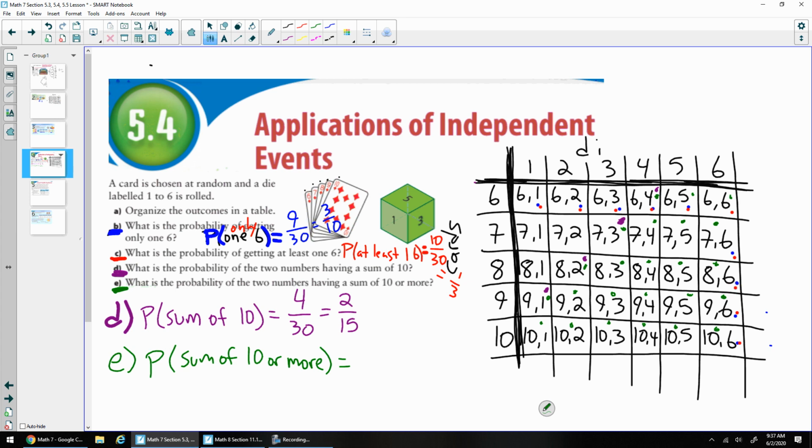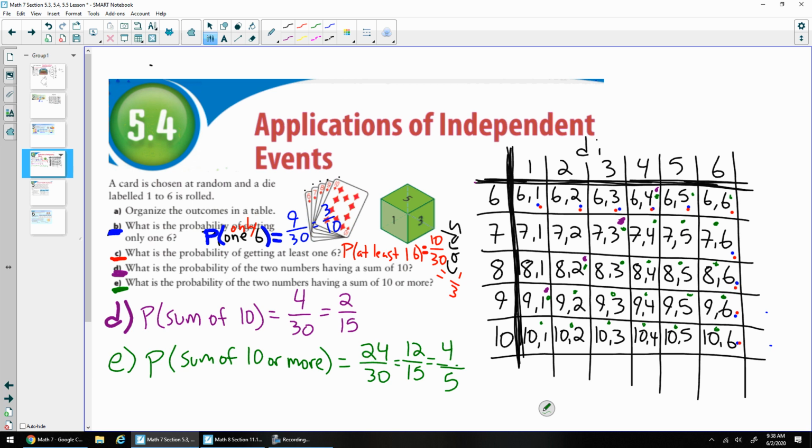1, 2, 3, 4, 5, 6 outcomes don't have a green dot. There's 30 outcomes total. So if I take away those 6 that don't have it, that means there must be 24 out of the 30 outcomes that do have it. So now each of these could be divided by 2, and I'd get 12 out of 15. But you should also be able to see that 12 and 15 can each be divided by 3, to get 4 out of 5. So there's a 4 out of 5 chance that the outcome will have a sum of 10 or more.